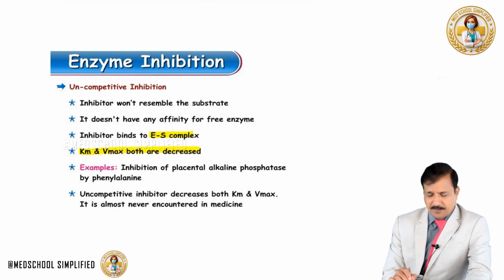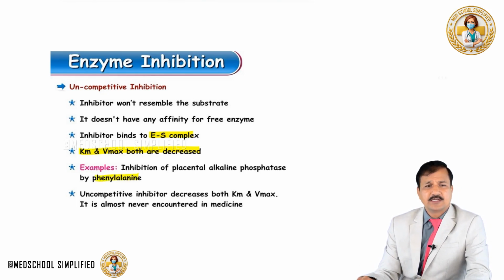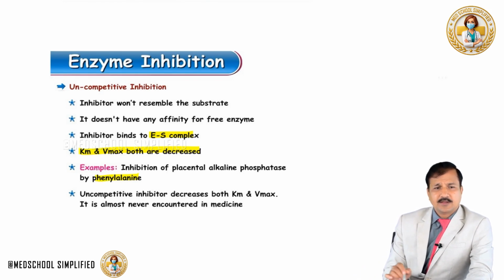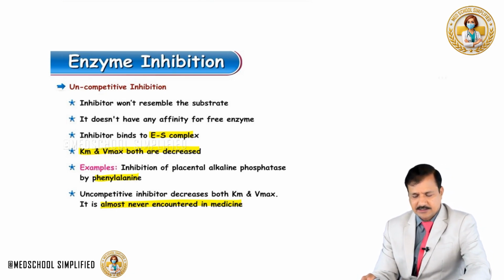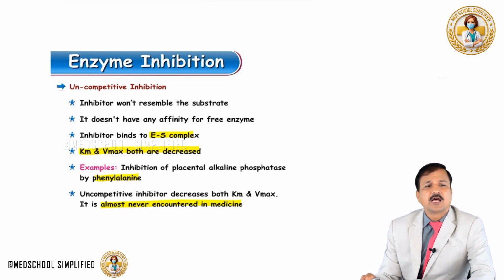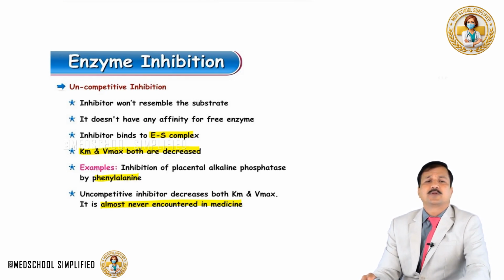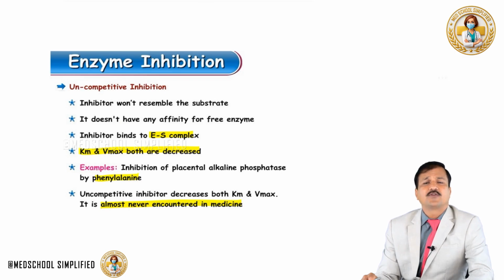Example: inhibition of placental alkaline phosphatase by phenylalanine. Other than this example, there is almost no other example that is encountered in medicine. An uncompetitive inhibitor decreasing both Km and Vmax is almost never encountered in medicine. We don't have examples for that other than placental alkaline phosphatase being inhibited by phenylalanine, which is an example of uncompetitive inhibition.